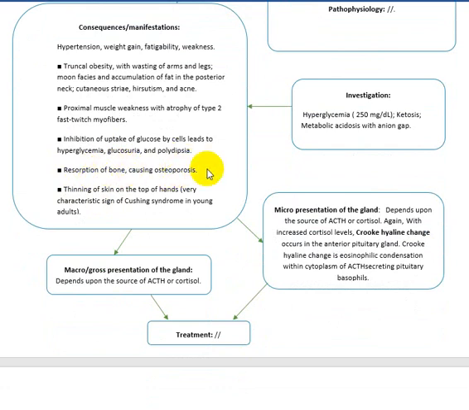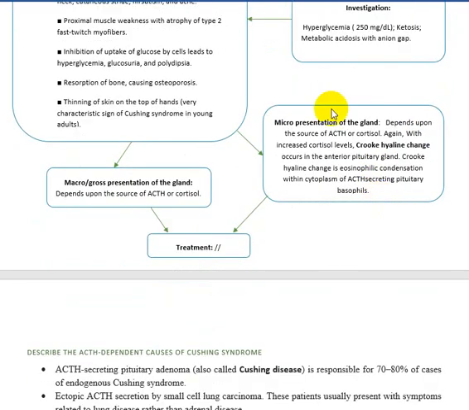There is bone resorption causing osteoporosis, and thinning of the skin on the top of the hand, which are signs of Cushing syndrome. For investigation, we have hyperglycemia and ketosis. This one is for diabetes. The presentation of the gland depends upon the source of adrenocortical hormone and cortisol. Again, with increased cortisol level, you have Crooke-Hyaline changes. Crooke-Hyaline changes occur in the anterior pituitary, with eosinophilic condensation. So these are the micro presentations of the gland, depending upon the source, whether it is ACTH or cortisol.